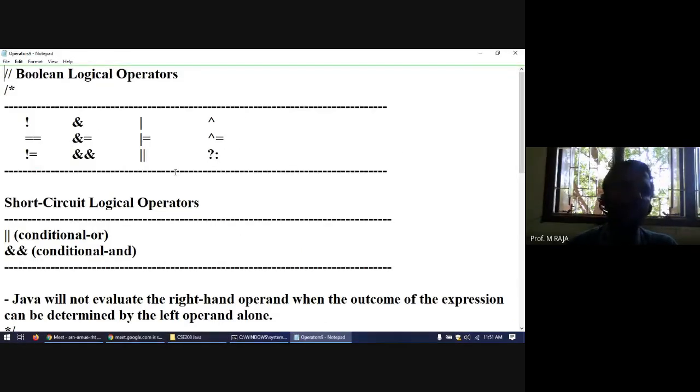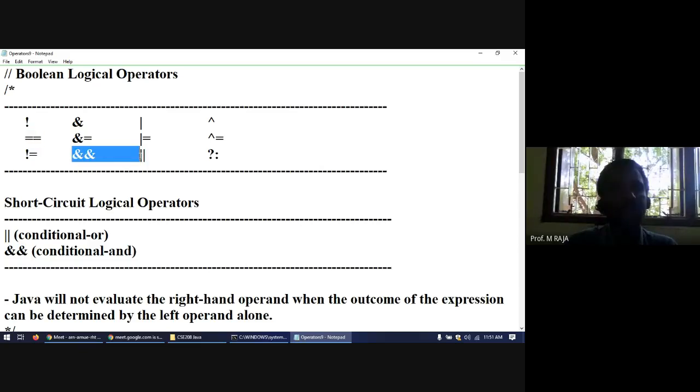Boolean logical operators. These are, of course, polymorphic operators. We have seen these operators in bitwise operations. Think of the one's complement, bitwise AND, bitwise OR with the pipe symbol, bitwise exclusive OR. The same thing can be written using the shorthand assignment operation: ampersand equal to, pipe symbol equal to, XOR equal to. Then this is the conditional equal to, with respect to Boolean logical expressions.